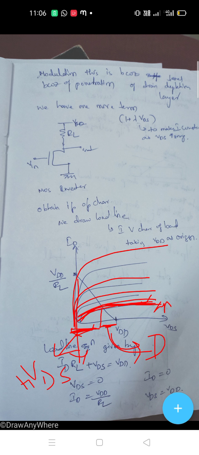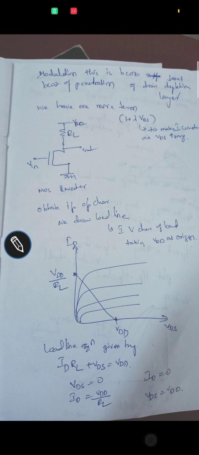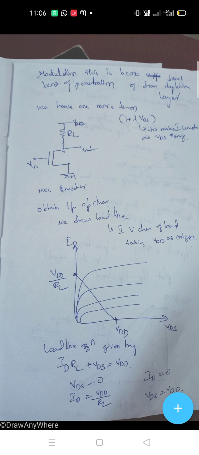So see here again, if we take another operating point, for this VGS voltage, what is the VDS voltage? This is the VDS voltage and this is the drop. And if we take this curve, what is the VDS voltage? This is the VDS voltage and this is the drop. So as VGS is increasing, VDS is decreasing and the drop is increasing.